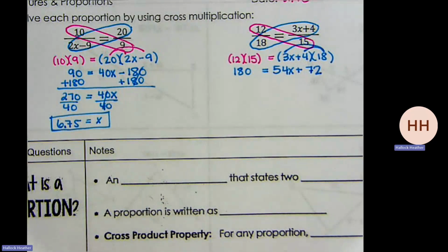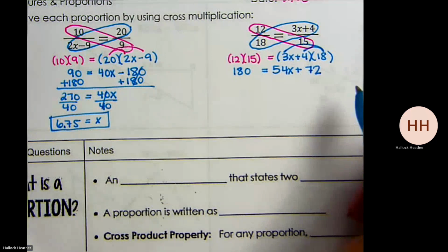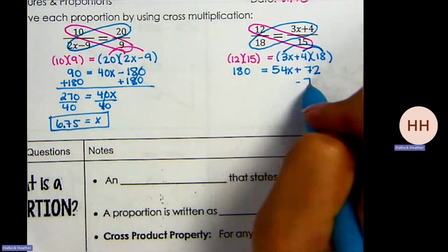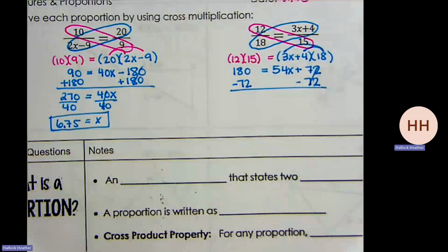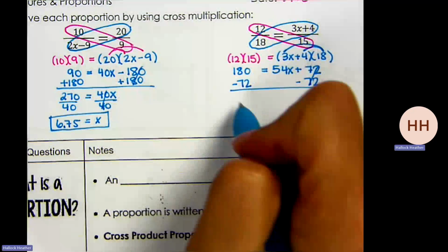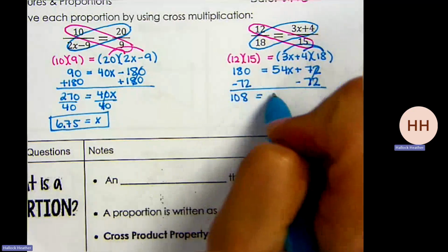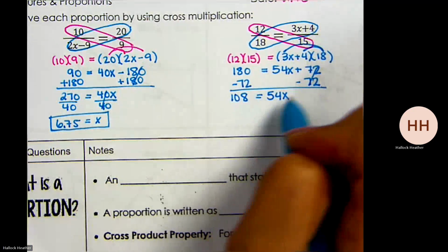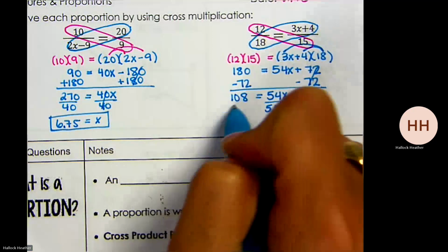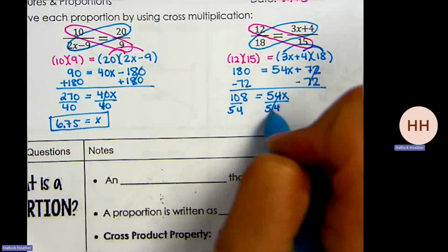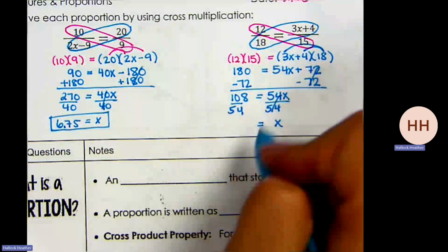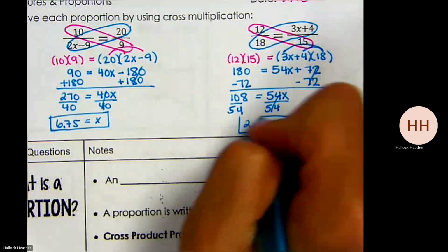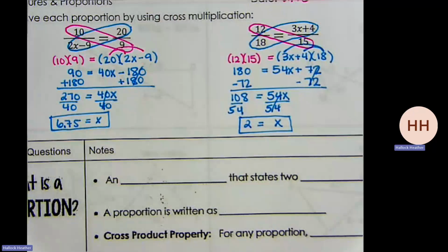What am I going to do to both sides? Minus 72, and then divide. Minus 72. So I get 108 equals 54x. And then I have to divide. So what do you end up getting as your answer? 2. Okay. So that is what we're going to have to do on the back side of this.